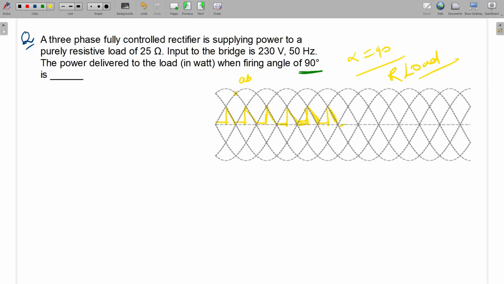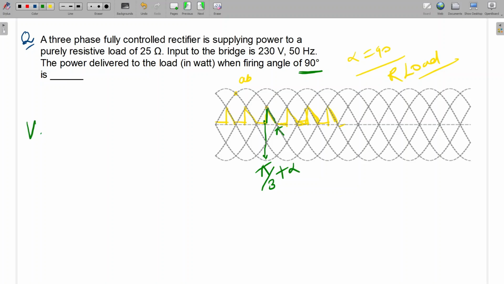Clear, sir. Okay. So now we can calculate the RMS value. For every calculation we will consider VAB. This is VAB. What is this angle? This angle is pi. And what is this angle? Pi by 6 plus alpha or pi by 3 plus alpha? See, it's 60 degrees, so pi by 3 plus alpha. So we can calculate the RMS value.